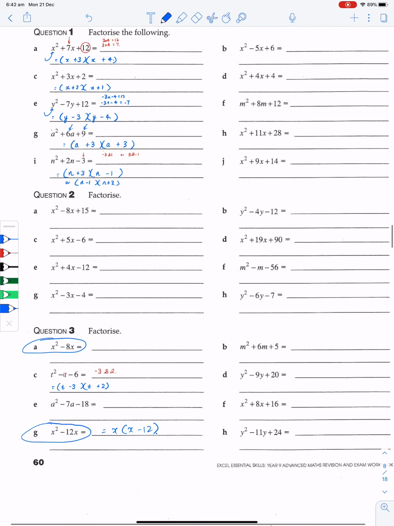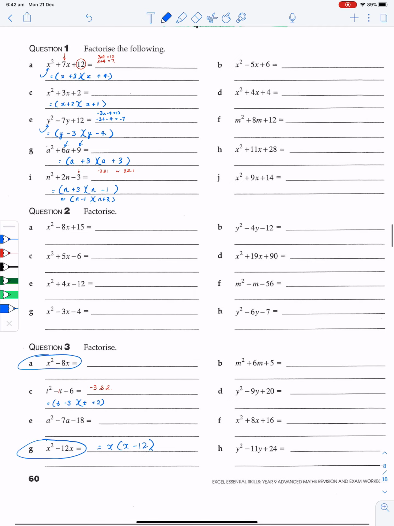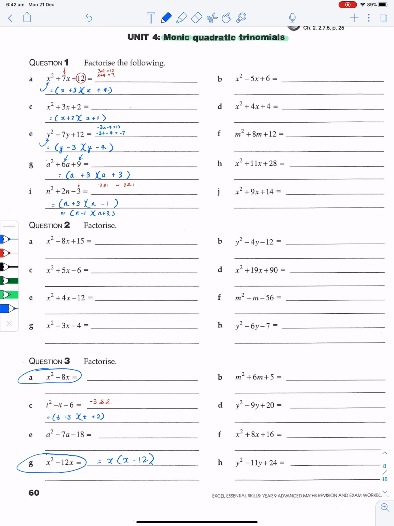Again, you just have to spend time practicing and really trying to get the right combination of numbers. You can get a little bit frustrated when you first start these, but the more questions you do, the better you get, just like most concepts in maths. Okay, that's monic quadratic trinomials, and we will shortly move on to non-monic quadratic trinomials.